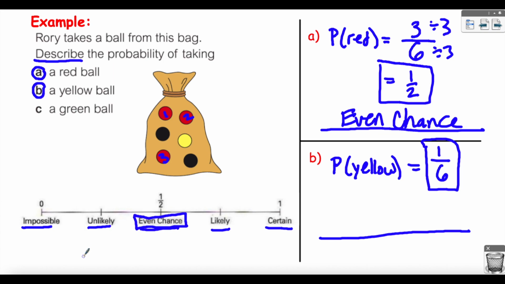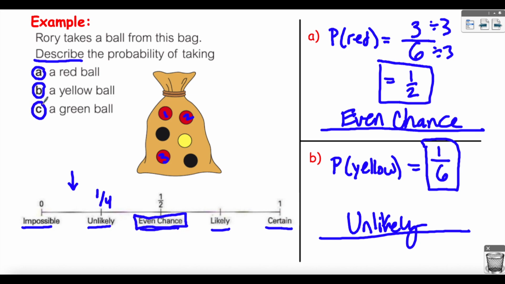So if I wanted to describe the probability here, 1/6, well, we know this is 1/4. So 1/6 would be between 0 and 1/4. So we would go with unlikely. Hopefully that's what you put. Can you give yourself a red tick if you did? And let's take a look at this last one together.